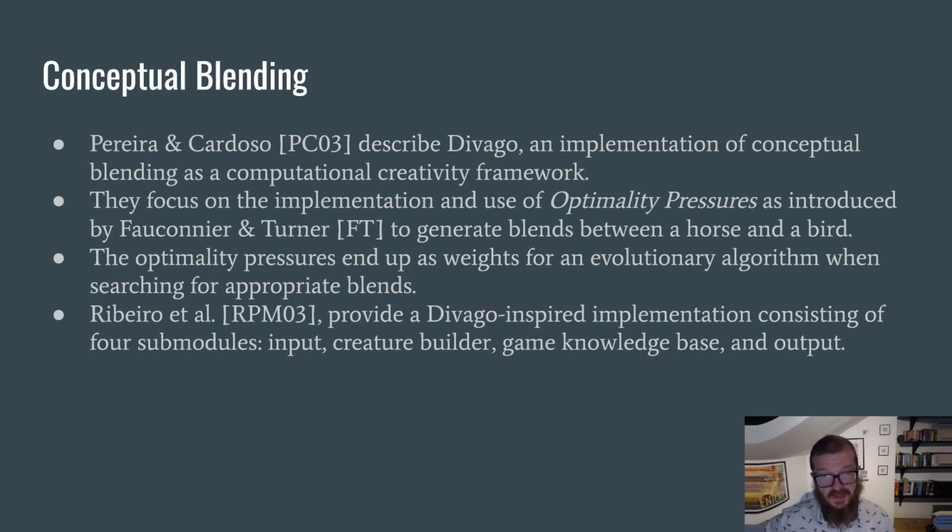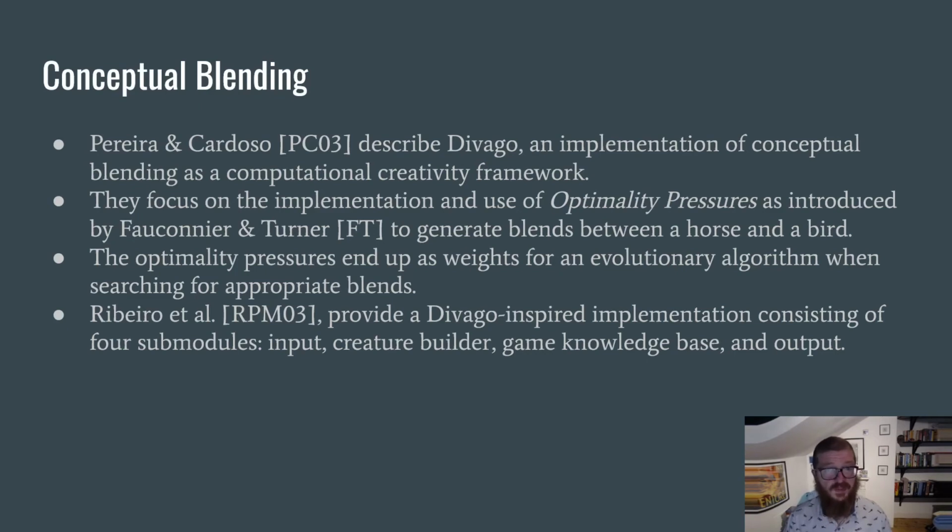In essence, the different optimality pressures end up as weights for an evolutionary algorithm searching for appropriate blends. Ribeiro et al. provide a Divago-inspired implementation consisting of 4 submodules: input, creature builder, game knowledge base, and output.